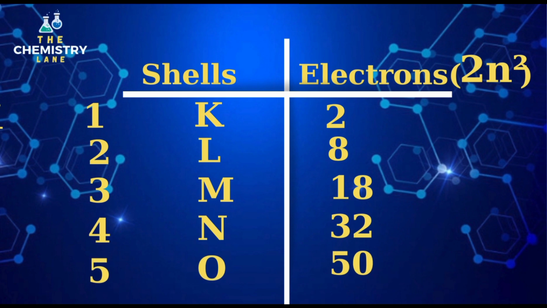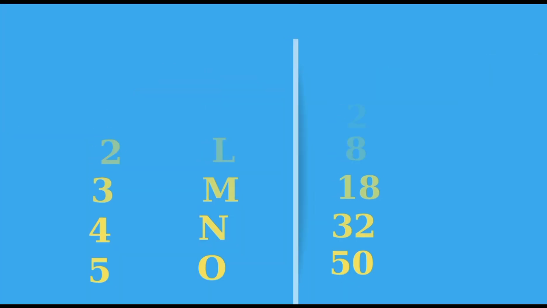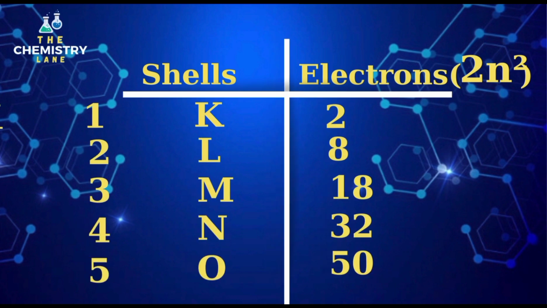Now this table shows the principal quantum number of each shell. The K shell with the quantum number 1 can be calculated using 2n squared, that is 2 times 1 squared gives us 2, the number of electrons of K. L is 2 times 2 squared, which is 8 for the L shell, while the M shell has 2 times 3 squared, that's 18, and the N shell 2 times 4 squared, 32.